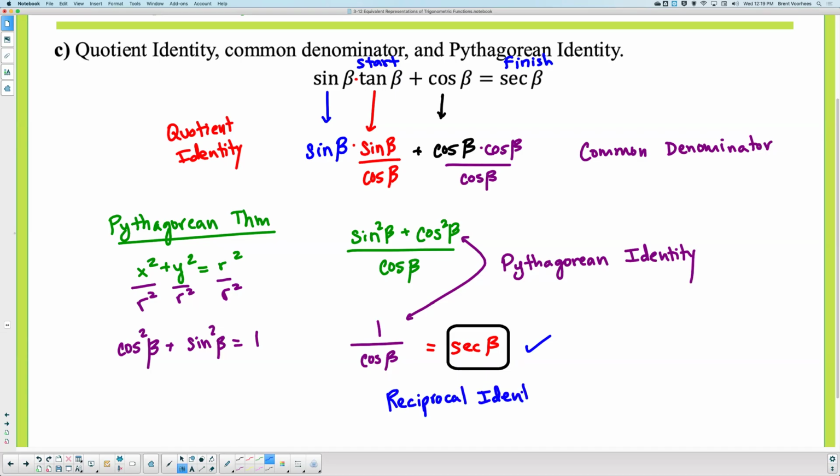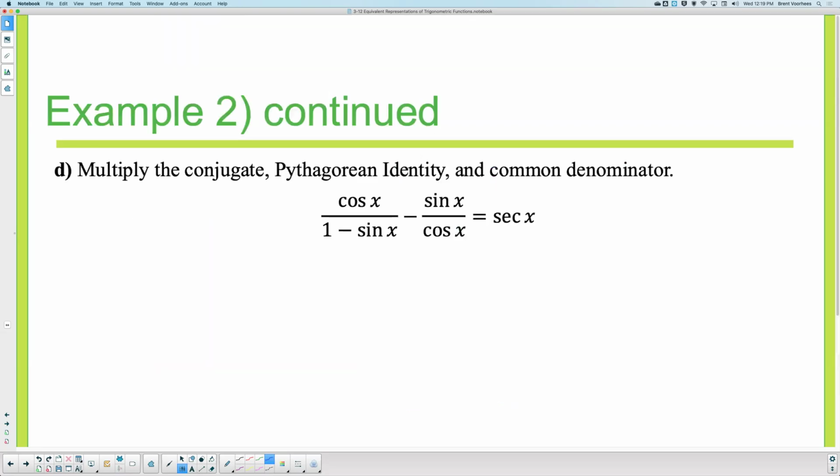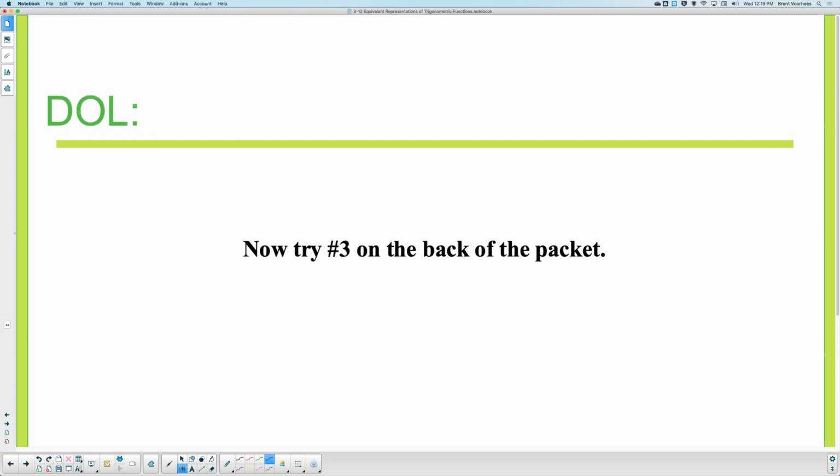So you've seen me now practice, what is that, 6 of those I've now done? Example 1, A B C, and now example 2, A B C. I think it's time for you to practice one. I'm going to leave this alone. We're going to try DOL number 3 in the back of your packet. Go try DOL number 3.